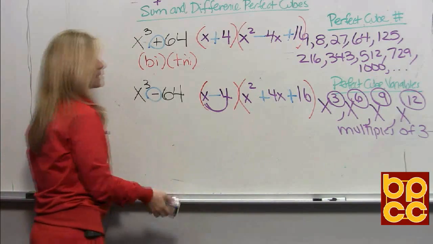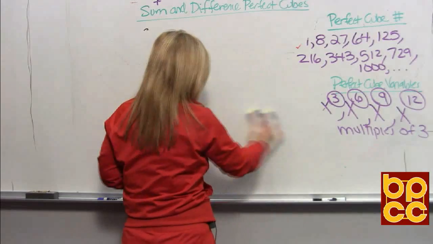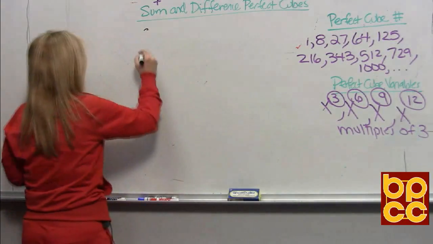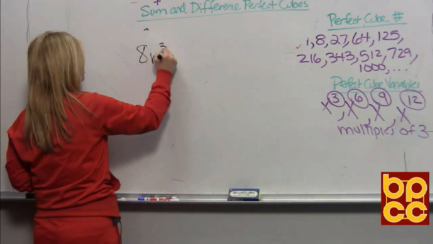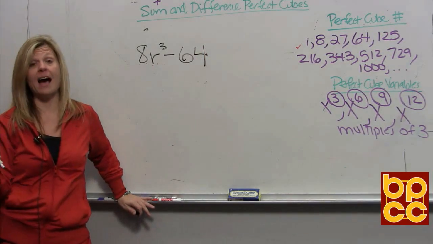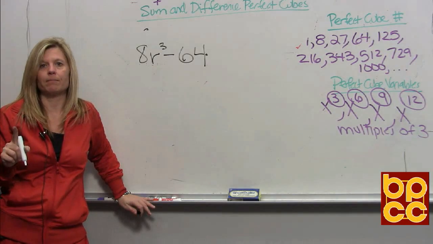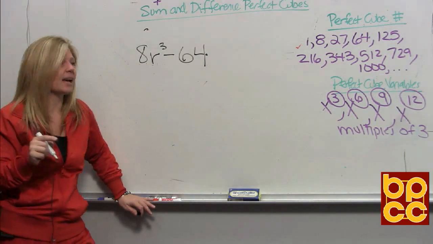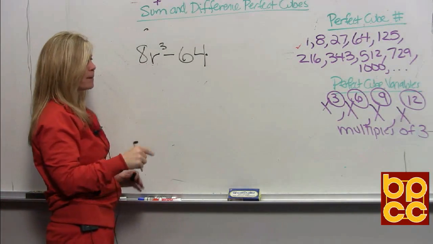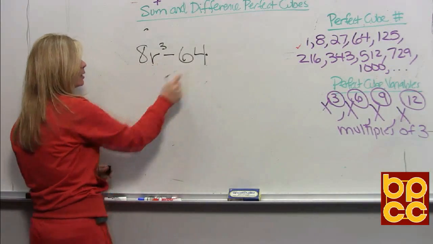Let's look at one more example in your class notes. Let's look at the last example. It's 8r cubed minus 64. Now, we've discussed this with every rule of factoring. What is always the first rule of factoring? That's right, it's GCF. So you cannot just jump in and do the cube rule until you look and take out what they have in common.